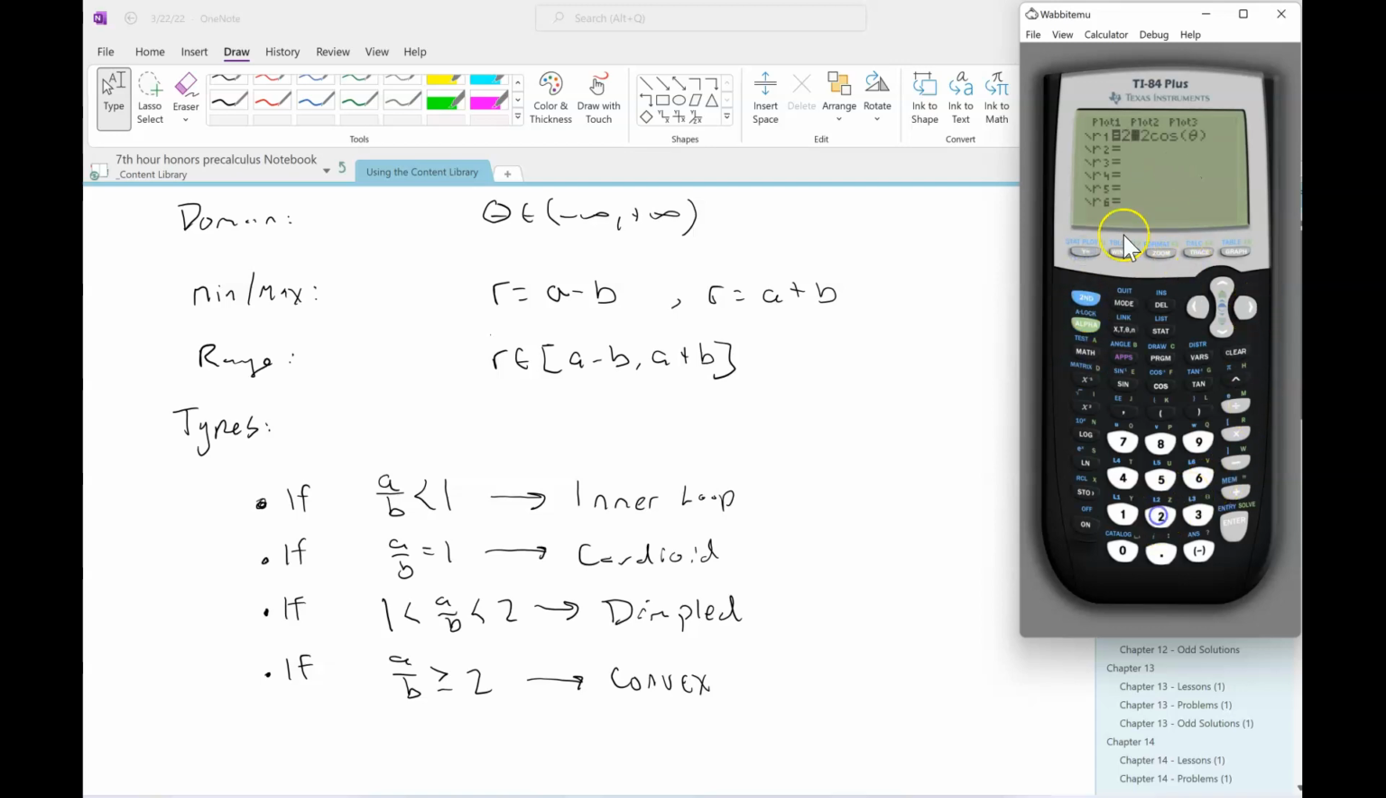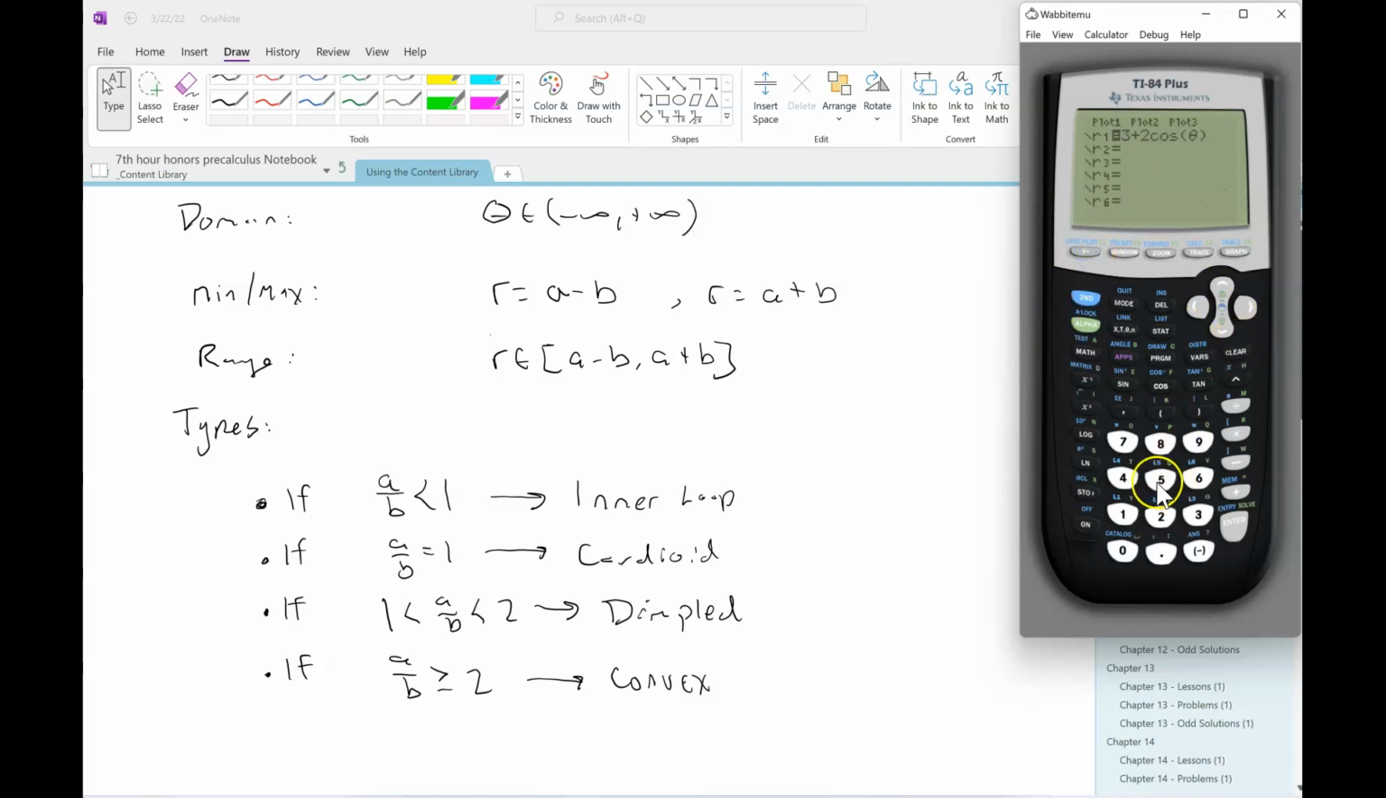Make that into a cardioid. A and B are both 2. 2 over 2 is 1. So it kind of looks like a sideways heart. Looks a little bit like a butt to me. Okay. Dimpled. So A would need to be 3 and B would need to be 2. So there's my dimpled. Still kind of looks like a butt. The crack there just isn't quite as sharp as with the cardioid, though. It's like the golf ball has the dimpled surface, like the little indents all over it. That's like the dimple you're seeing here.